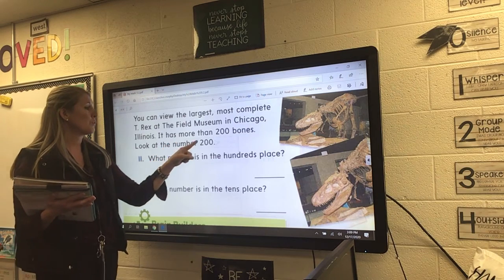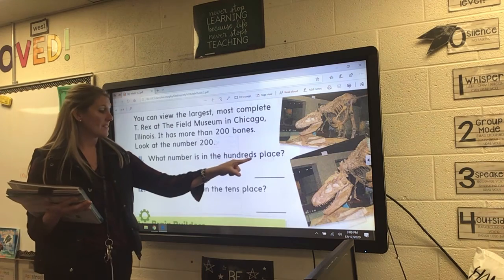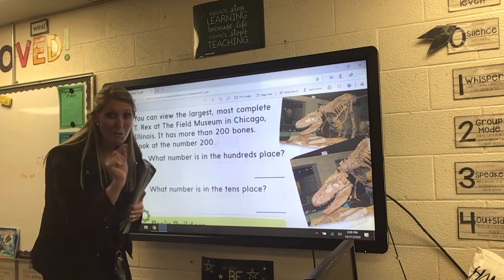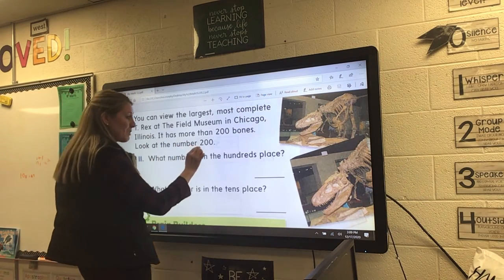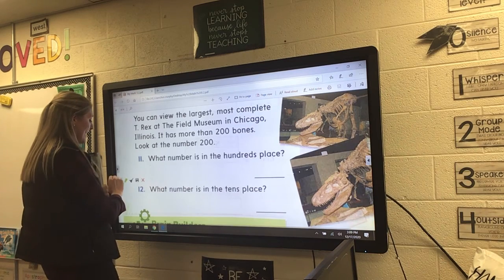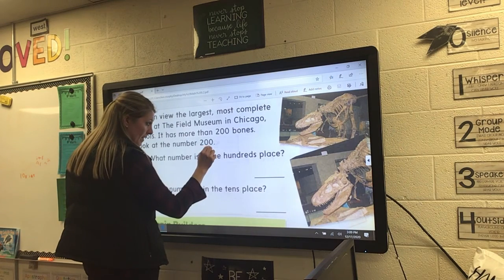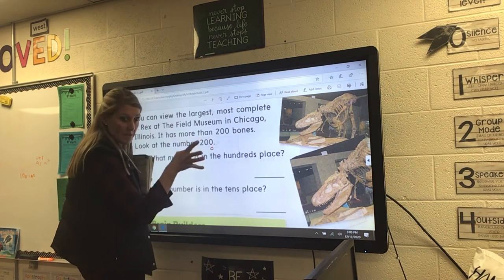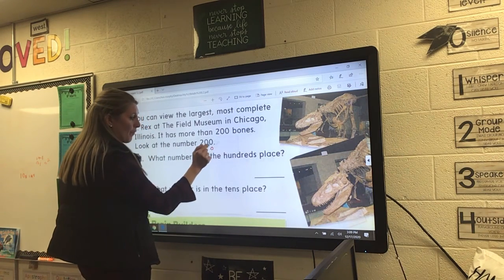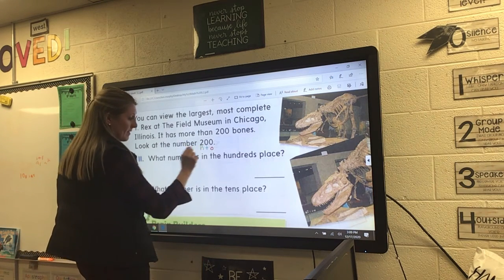Look at the number 200. What number is in the hundreds place? So right now, let's look at this number. And I want you to write underneath each one the first letter to represent each place value. So I'm going to start over here at the ones. This first number to the right is ones. The next number is the T for tens. So O for ones, T for tens, H for hundreds.